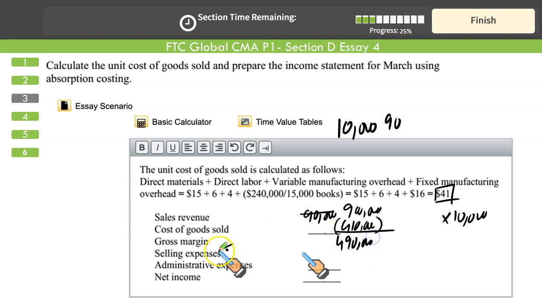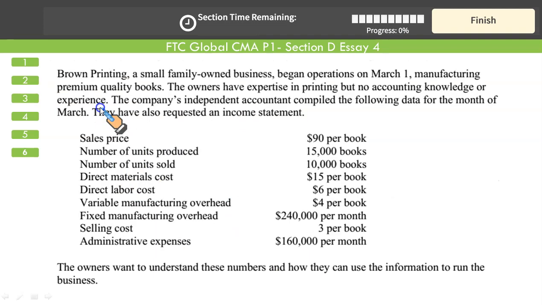Now from this we deduct the selling expense and admin expense, going back to the scenario. Selling cost per unit is 3. This is an important point. Selling cost per book is 3. You need to multiply 3 by the units sold, not the units produced, because selling cost is driven by the number of units sold. $3 per book multiplied by the number of books sold, 10,000 times 3, is 30,000. Administrative expense is 160,000. So 30,000 and 160,000, these are the two items that we need now.